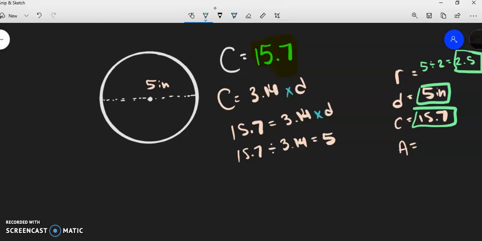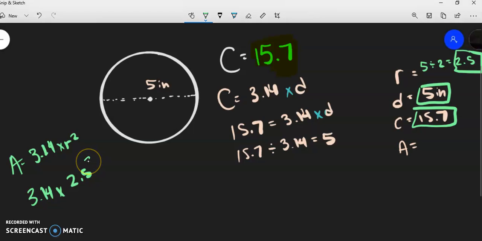And the formula for area, I'm going to write over here. Area is equal to 3.14, the other videos explain this, times radius squared. So we have our radius now. Our radius is 2.5. So we should type in 3.14 times the radius squared, which is 2.5 squared, and that should give you 19.62.